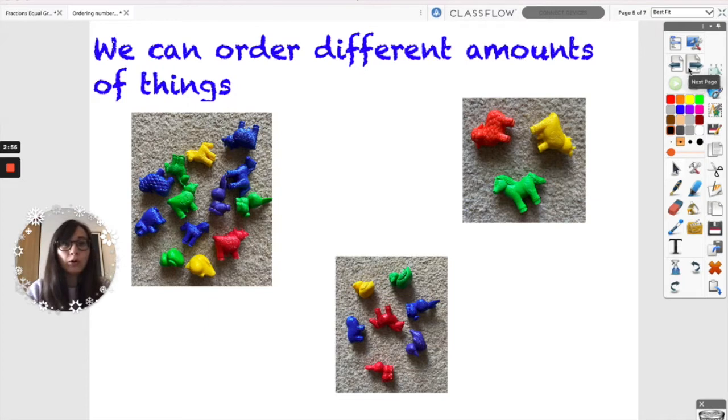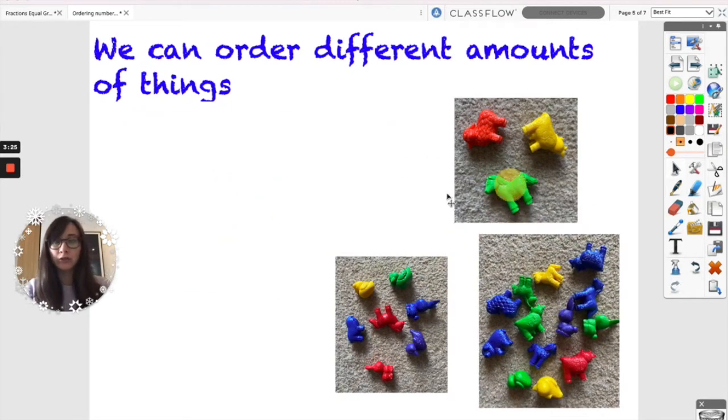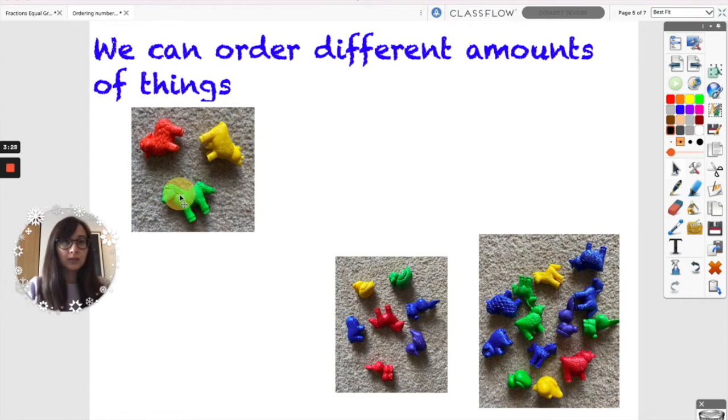We can also order different amounts of things. So here I've got different amounts of counting farm animals. I want to put them in order from least to most. So which picture should I put first? The smallest amount of counting animals. We can just look at the picture so we can see that this one doesn't have very many. That's only got 3. So we're going to put that picture first. So that one has the least amount of counting animals.